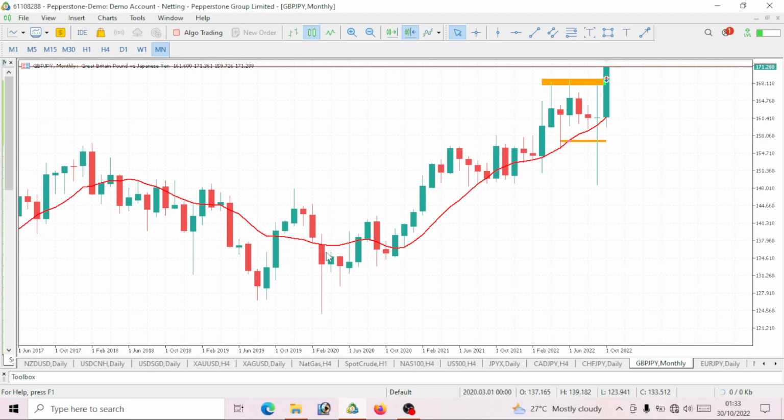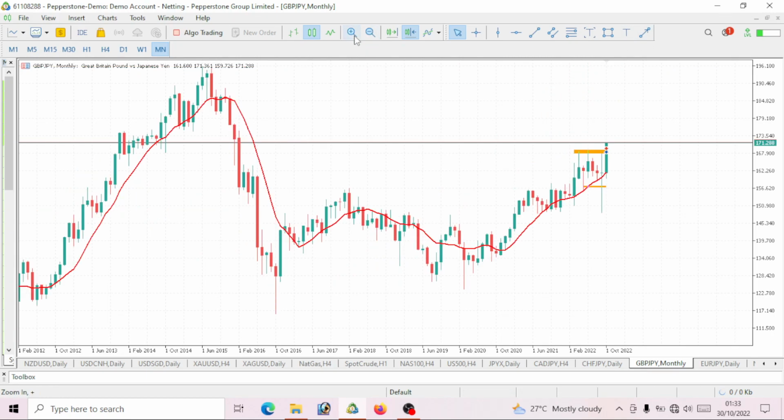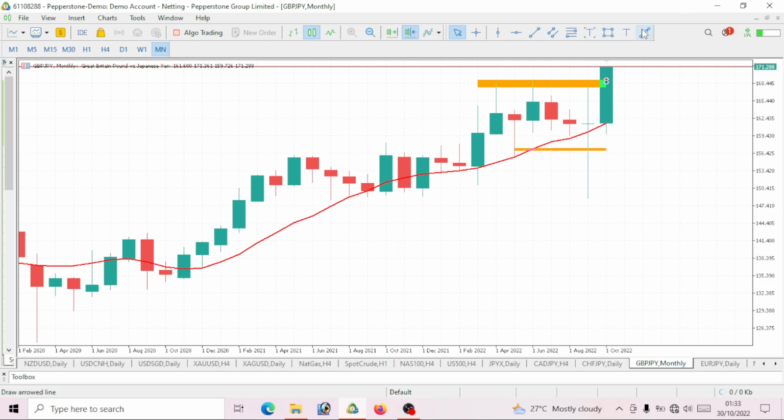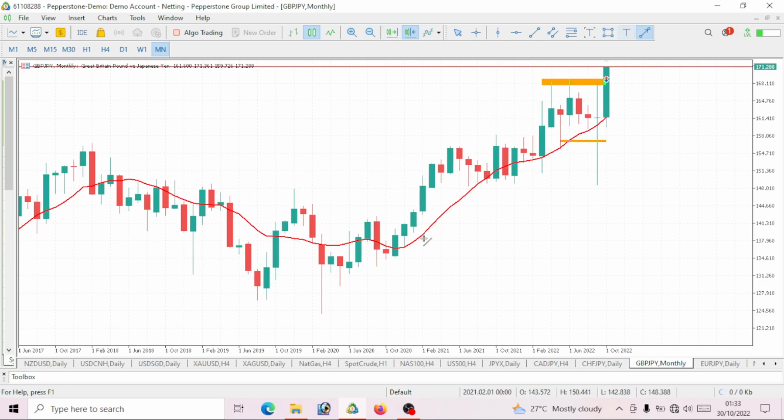So clearly we can see that this price has been above our 10 period moving average, meaning we are to go long on our GBPJPY. So on the monthly time frame, this is a bullish move. Take a look at this movement that was being made.